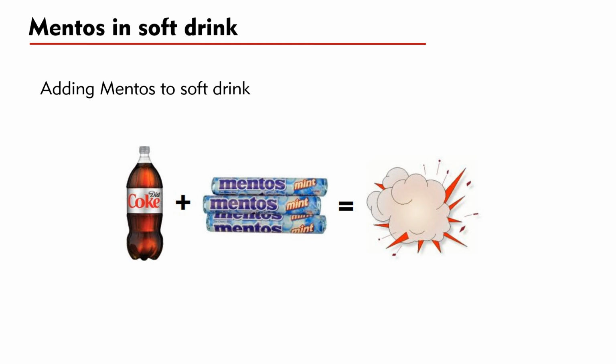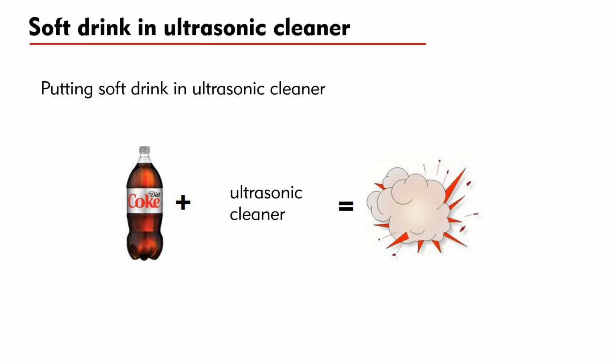Besides shaking the bottle, we can also produce a jet of soft drink by adding Mentos into the bottle. The rough surface of the Mentos causes the dissolved carbon dioxide to form bubbles quickly. Alternatively, we can produce soft drink eruption by putting the bottle with the lid open inside an ultrasonic cleaner.